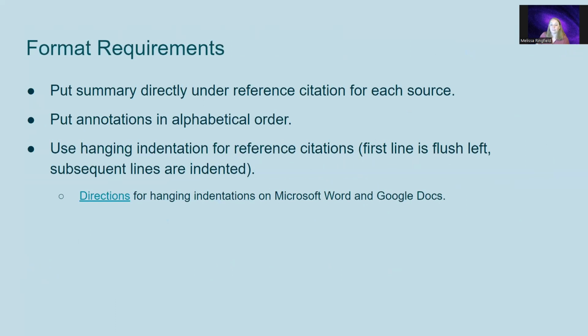To format the ANBIB, put the summary directly under the reference citation for each source. Put annotations in alphabetical order according to the first word in the reference citation. Use hanging indentation for reference citations. That means the first line is flush left and all the subsequent lines are indented. I've linked directions for creating hanging indentations on Microsoft Word and Google Docs on the slideshow.